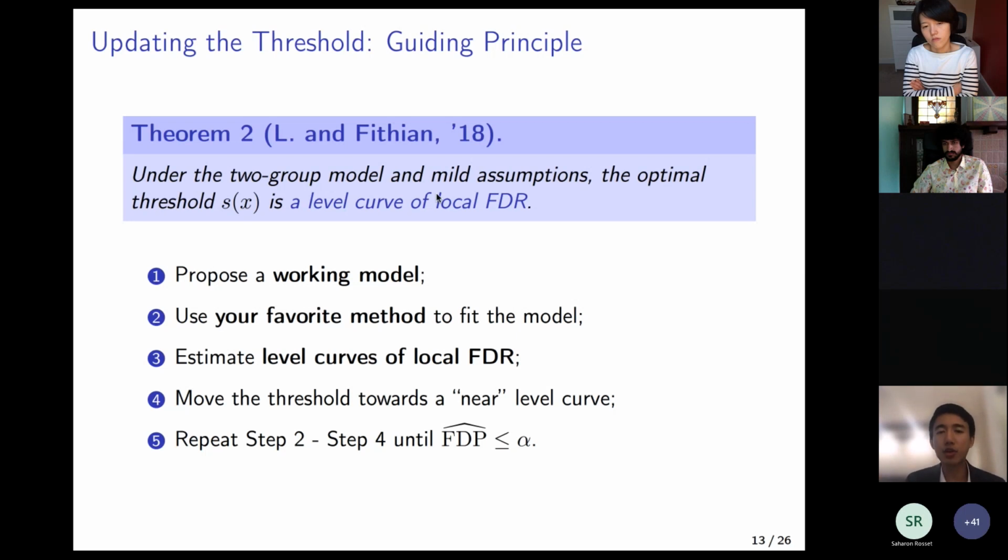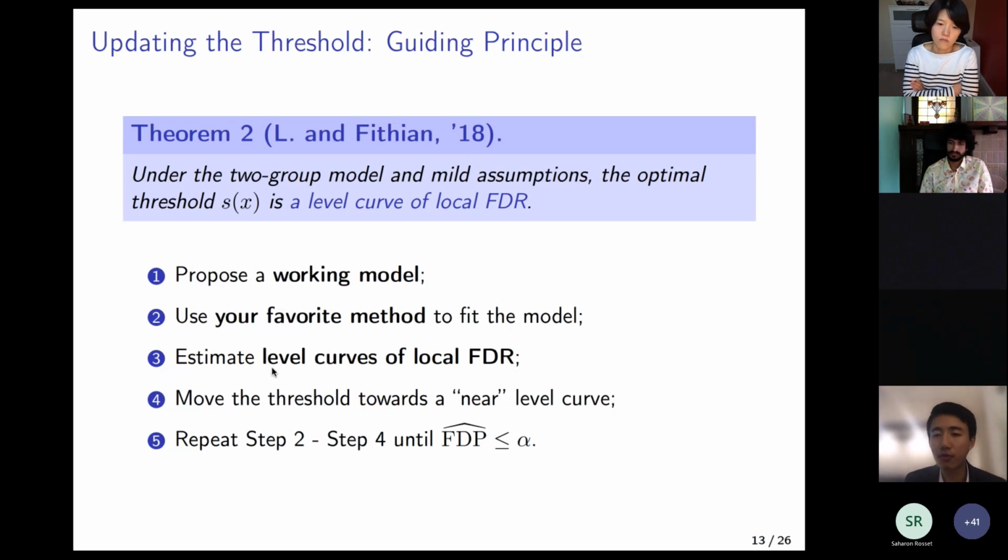So like in classical methods, when we estimate local FDR, we will directly move to the point where this local FDR is controlled. But here, because our method is iterative and we have such a strong FDR control guarantee, we can be patient. And what we can do is we just move the threshold a little bit towards a near level curve, and then we repeat these steps to refit the model.